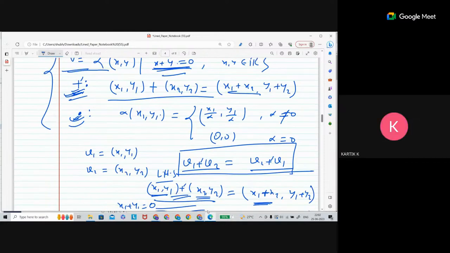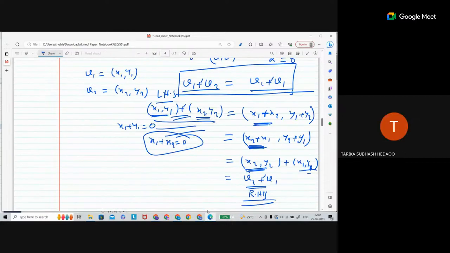Okay. Sir, I have one question related to commutative property. What's your doubt? Sir, actually, if in case I have a function which is not closed under addition or which is not closed under scalar multiplication, is it possible that that vector could be commutative? It could be commutative, but we will not check, okay?